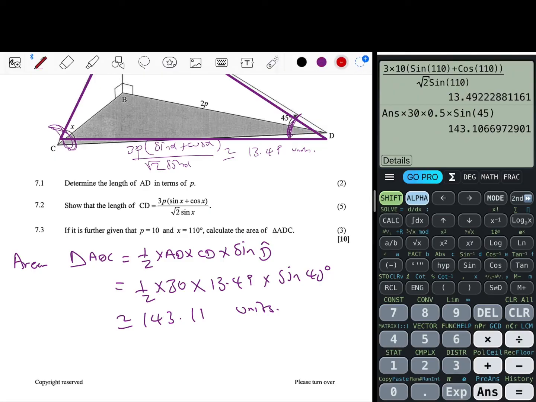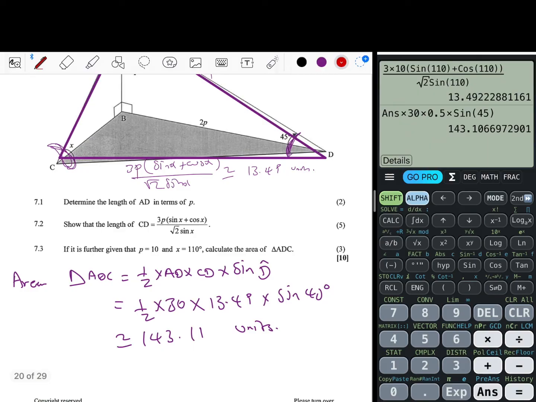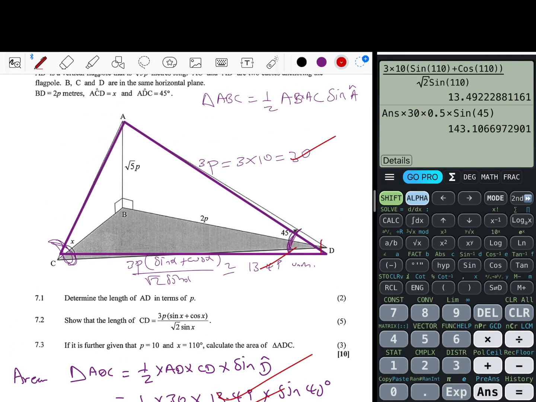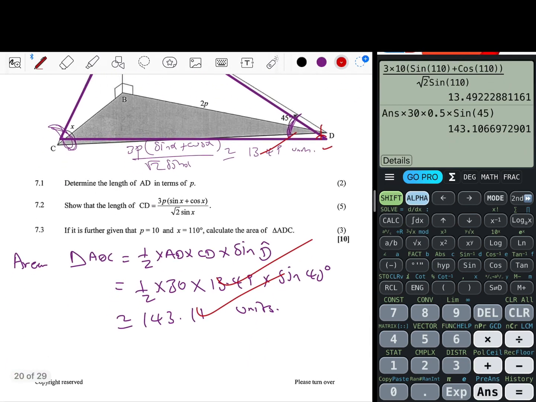This is 3 marks, so you get a mark for calculating and getting an answer, and half a mark each for the substitution and the calculation. So that's basically how you do it and get all your marks, 3 marks. And yeah, so this is 10 marks.